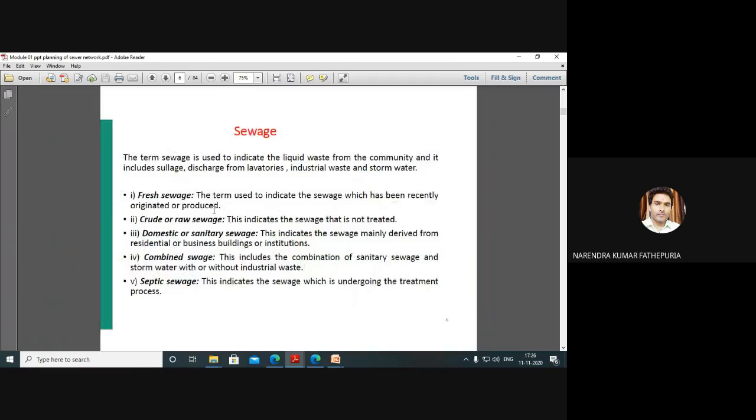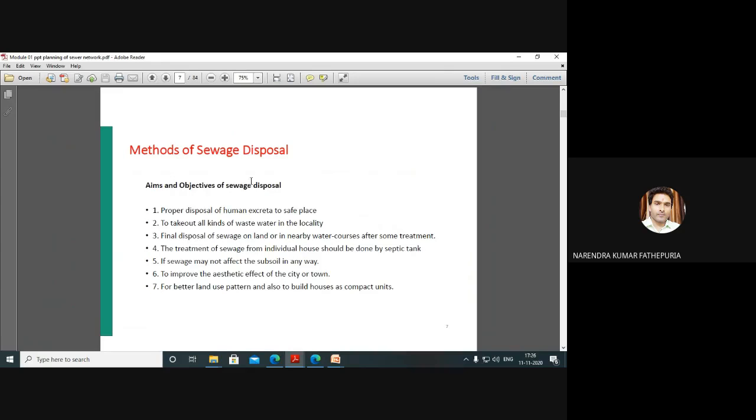This is the garbage and the sewage. Fresh sewage is the term used to indicate sewage that has been recently originated. The aim of sewage disposal is proper disposal of human waste and all kinds of wastewater from the locality, to stop waterborne diseases. Everyone wants hygienic and sanitized cities, and everyone wants to stay in a clean environment. That is necessary for us to survive, so that's why wastewater treatment is necessary.